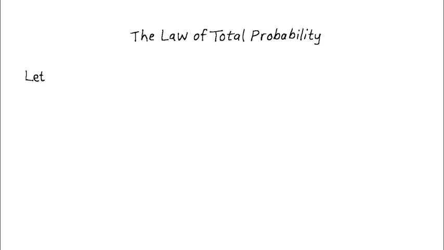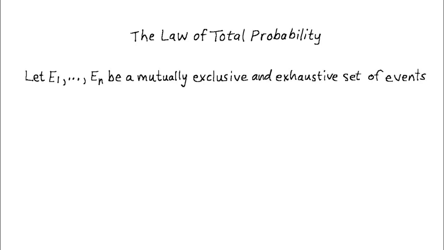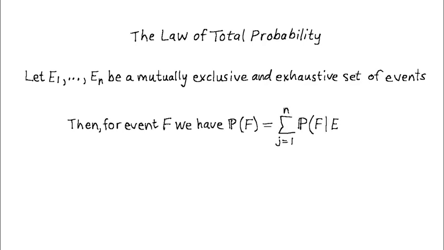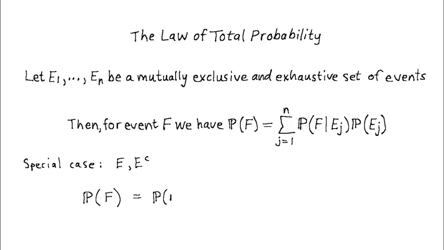It says that if E1 to En is a mutually exclusive and exhaustive set of events, then the probability of F can be expressed as a weighted sum of conditional probabilities, as shown here. The weights in the sum are the probabilities of the various members of the mutually exclusive and exhaustive set, again, as shown here. As a special case, note that an event E and its complement EC form a mutually exclusive and exhaustive set. Thus, according to the law of total probability, the probability of F can be written as follows.